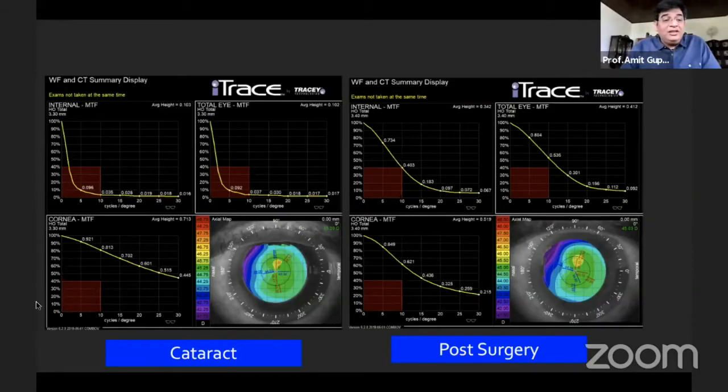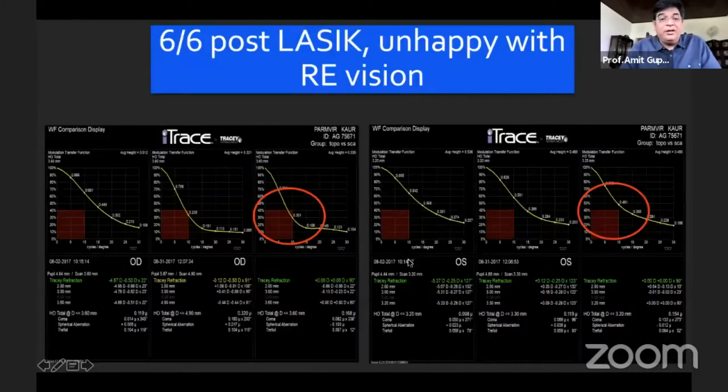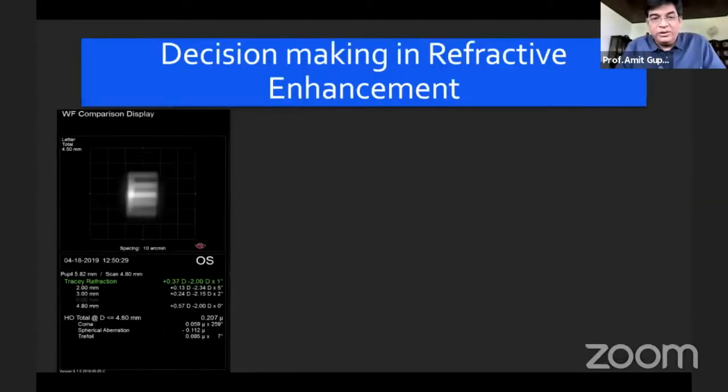Another example, this is a patient who had a cataract and underwent cataract surgery and was pretty happy with the result. A 6/6 patient, unhappy with the right eye vision. Once we did the MTF, we could see that in some way that was what was leading to the comparative difference in what the patient was perceiving.